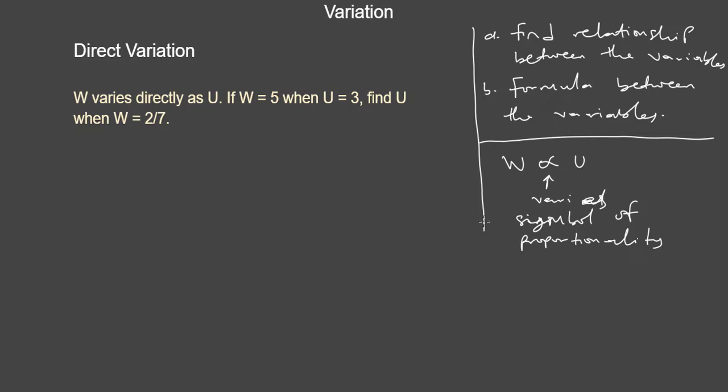Now you can turn this relationship into a formula. Under variation, to turn a relationship into a formula, you attach what is known as the constant of proportionality. So if I want to look for the formula this time around, this is the relationship, right? Then to get the formula, you change this proportional sign to equal to, so W equals K times U, where K is a constant, or the constant of proportionality.